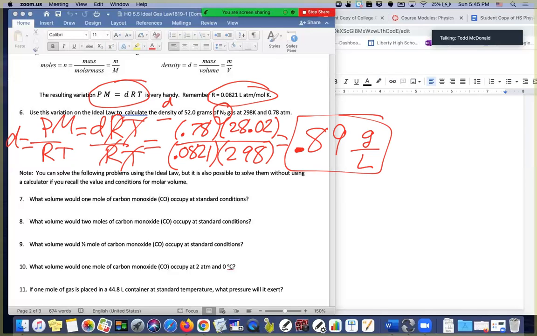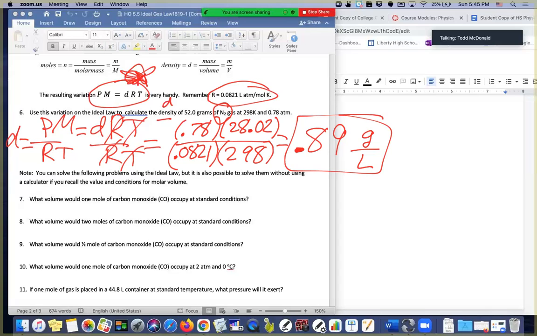It should turn out to be grams per liter. This is how you deal with density of gases when you're not at standard temperature and pressure. Again, we are assuming in some ways that we have 1 mole because we're using the molar mass for this. So that is one of the very helpful variations of our PV equals nRT equation, what we call the DIRT equation. PM is equal to DRT.